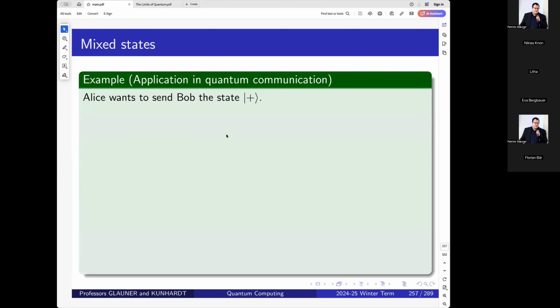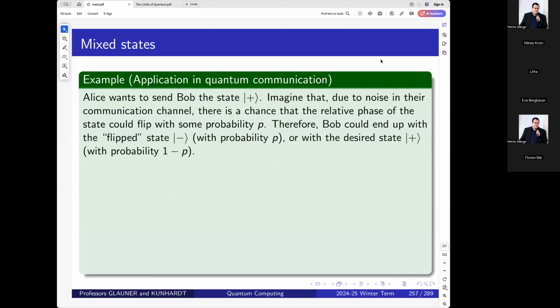Imagine the following scenario in quantum communication. Alice wants to send to Bob a state that we call plus ket. But we have noise in our communication channel, so there's a certain chance that our state could flip from plus ket to minus ket due to noise in the communication channel. And there's a certain probability, P, that this could appear.